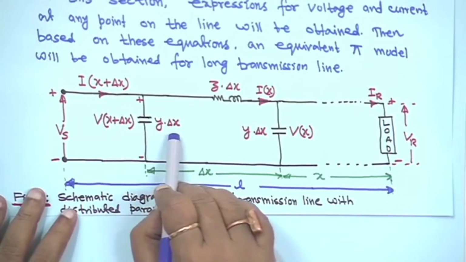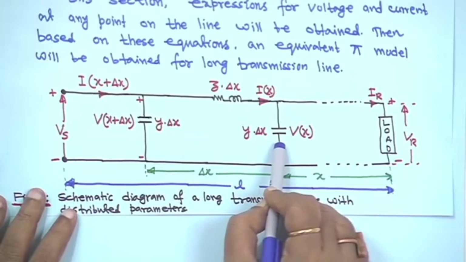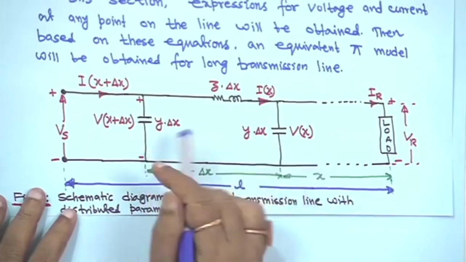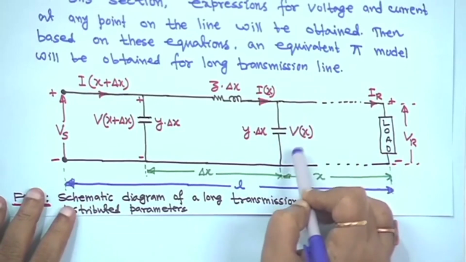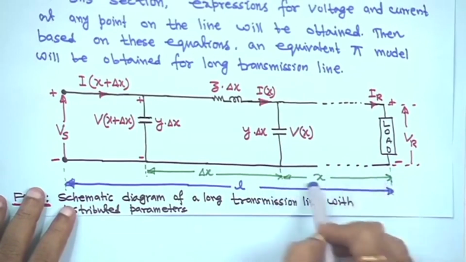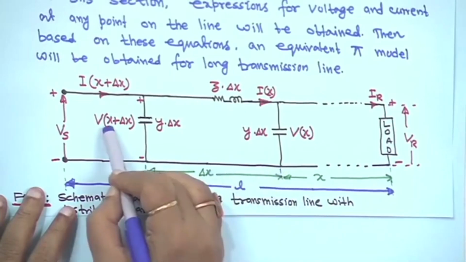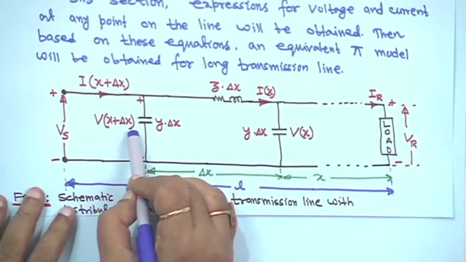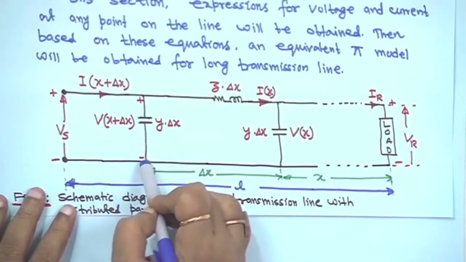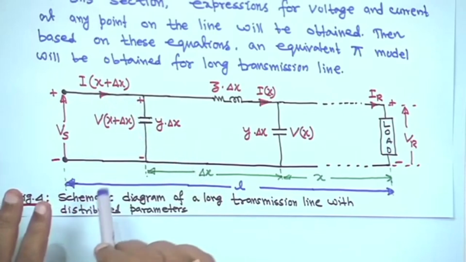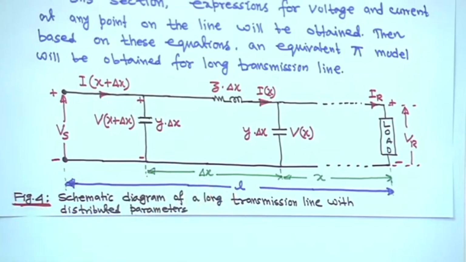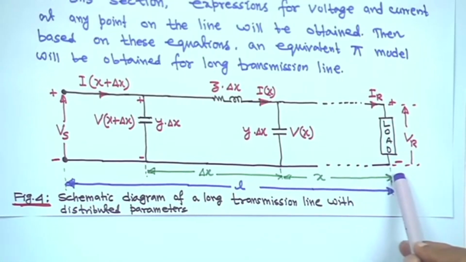So, this small y into delta x, the small increment we have taken in the pi model, and at a distance x the voltage is V x, a phasor quantity, and at a distance x plus delta x this voltage is V x plus delta x, and the current here is I x plus delta x. If this is understandable to you, then everything is understandable. That means length will be measured from the receiving end.